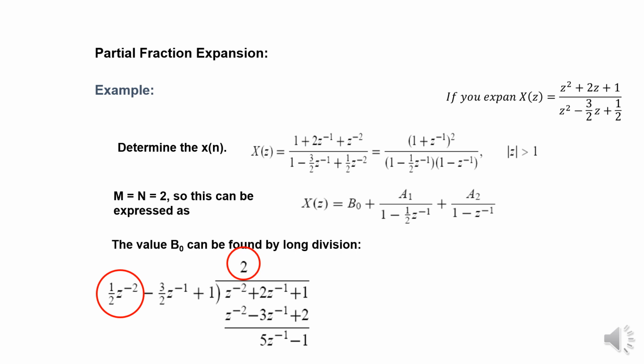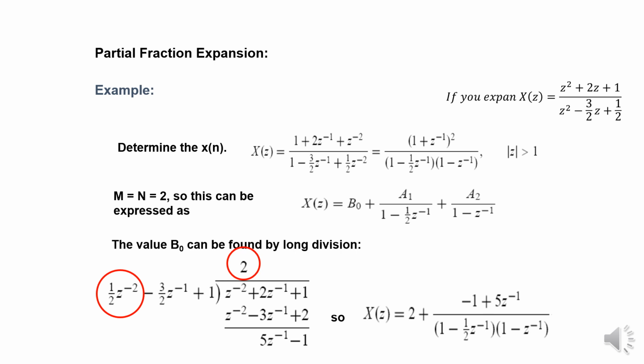So we multiply 2 with each value of the denominator, and what we get is z to the power minus 2 minus 3 z to the power minus 1 plus 2. Then you subtract that from your numerator, and you get 5 z to the power minus 1 minus 1. You can see it in here. So the value of B naught is 2.